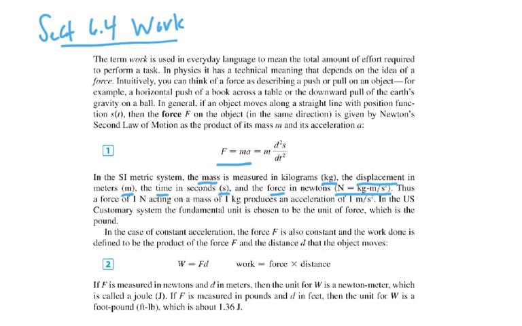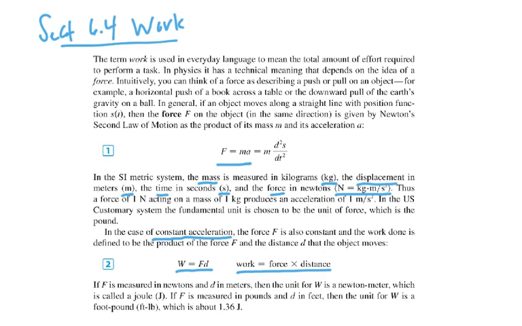So when you have a force of 1 newton acting on 1 kilogram, it produces an acceleration of 1 meter per second squared. We use force to represent this, and that's customary in the U.S. In the case of a constant acceleration, the force F is also a constant, and the work done is the product of the force and the distance. So you can see that happening.